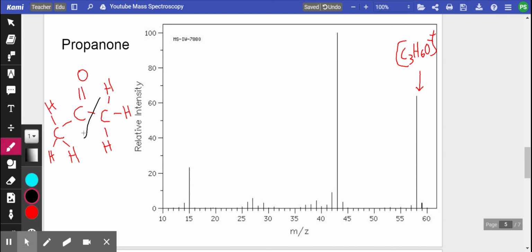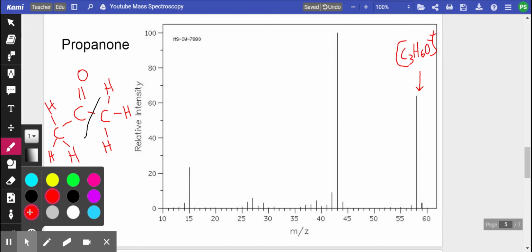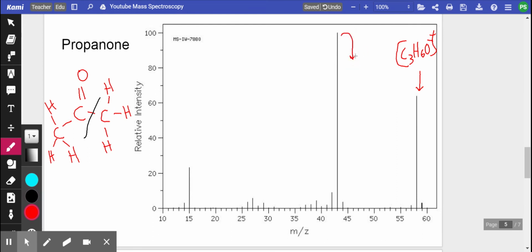Now, if you lose a CH3 group, this fragment falls off. Now the mass becomes 43. And that's why we get the peak, which is actually even higher in intensity than the previous one. So we get C2H3O plus at 43. And again, we see this peak at 15, which is due to a CH3 fragment.